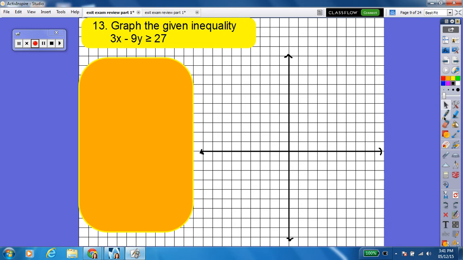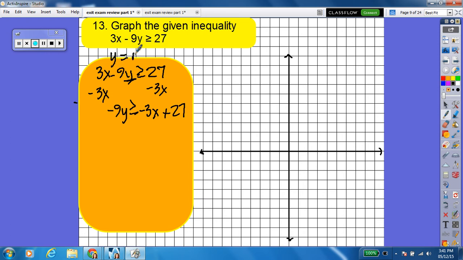This one here we have to graph. So we're graphing an inequality. It's a lot like graphing a line. First, what we need to do is put this in slope-intercept form. So we're going to solve it for y. Remember again, if we divide by a negative, we're going to reverse the symbol. So moving the 3x over to here, negative 9y greater than or equal to negative 3x plus 27. Now the reason I'm putting the x in front is because I am trying to put it in slope-intercept form so that it'll graph. Dividing by the negative 9 here.